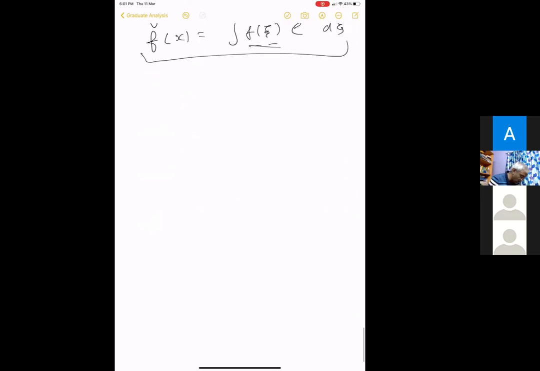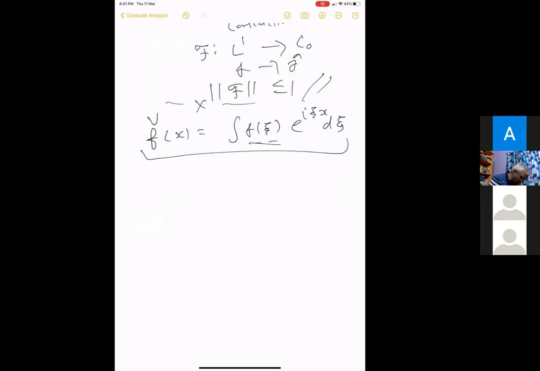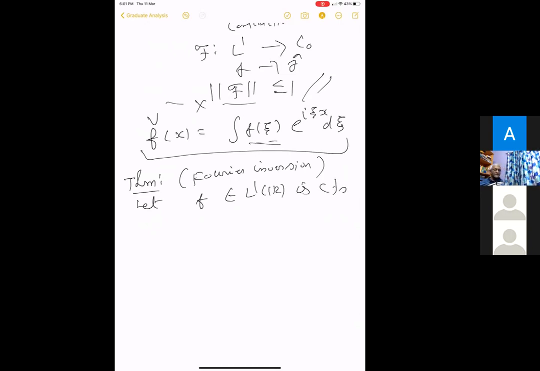So what I want to say is the following. Let me write this theorem, which is what is called the Fourier inversion theorem. The Fourier inversion theorem is the following. Let f in L1 of R be continuous. I think continuity is needed. Let's see. Okay. And f is in L1.